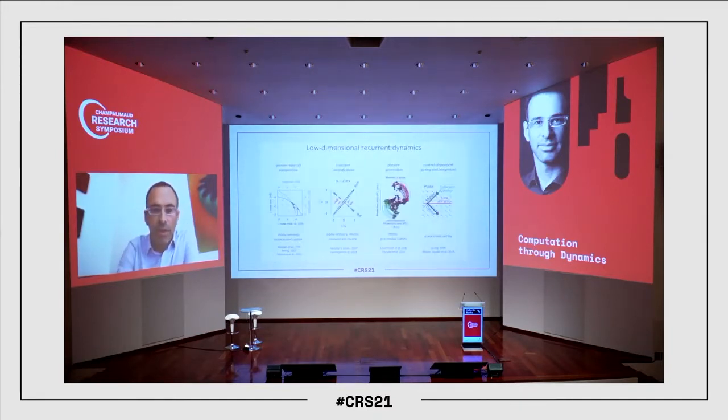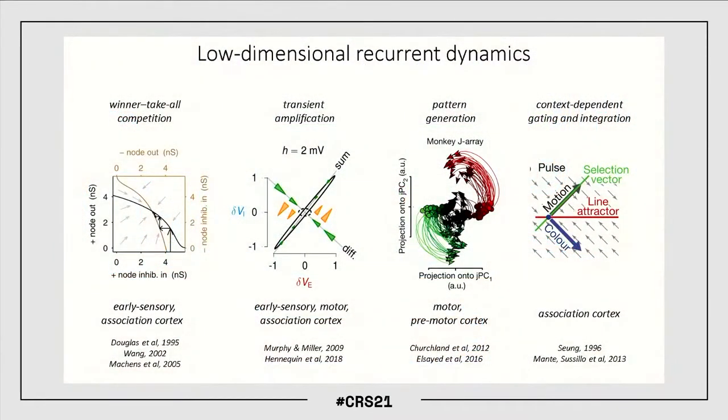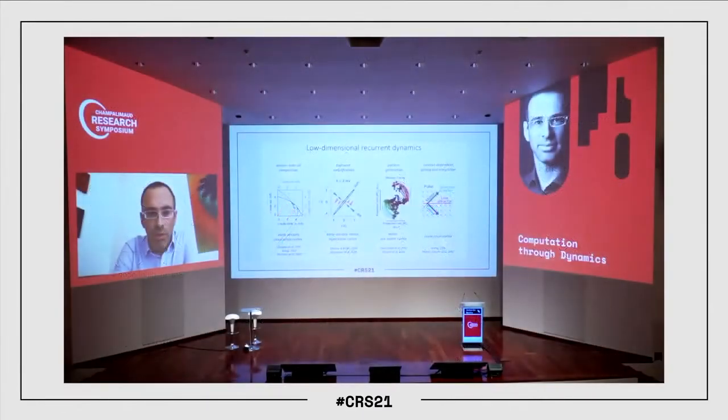And so this general idea, that you can explain the computations in terms of the dynamics at the level of the population, is very powerful. It has been used now to explain many different kinds of computations across many different areas. This is just a very brief list of examples. Okay, and so this goes from winner-take-all competition, say in sensory areas, but also decision-making, transient amplification of sensory inputs and other kinds of inputs, pattern generation, and context-dependent gating and integration.